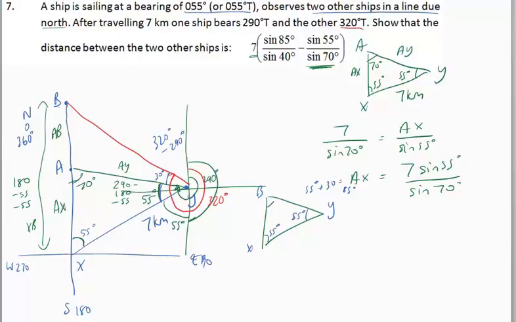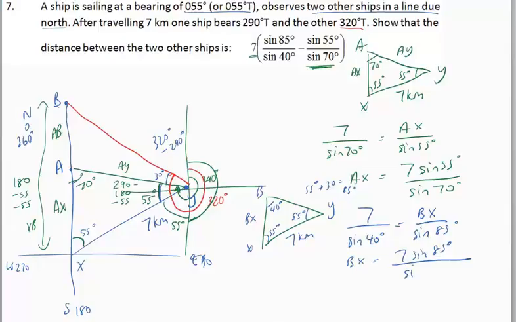So this angle here will be 180 minus 85 minus 55 is equal to 40 degrees. And we know on this large triangle this is 7 kilometres. So we can find our length BX. So here we have 7 divided by sine of 40 degrees is equal to our length BX divided by sine of 85 degrees. We rearrange and we're getting BX is equal to 7 sine 85 degrees divided by sine of 40 degrees. And we're wanting to find our length AB.